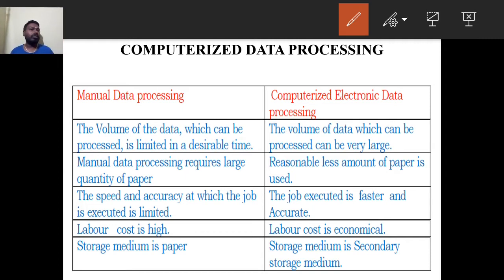And the time also, it is desirable time. So you can calculate in 1 hour or 2 hours. It is depending on the person. So the data and time is desirable, only limited.